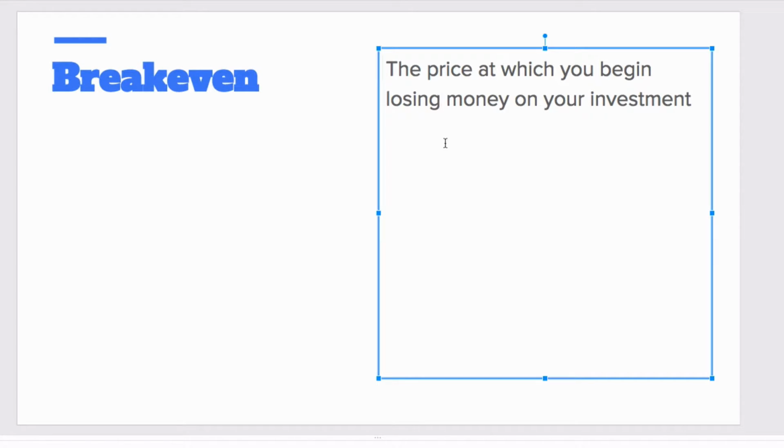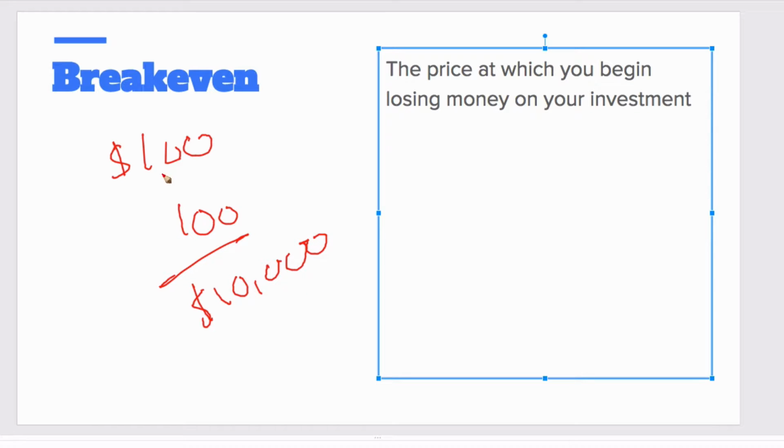And then break even. Now, this is actually one we're going to focus on a lot, and you'll hear me say this over and over again from now on. Simply put, your break even is the price the stock hits when you start losing money. Now, if you think about a simple stock purchase, you buy that 100 shares, you've got that $100 stock, so you've got a $10,000 investment.